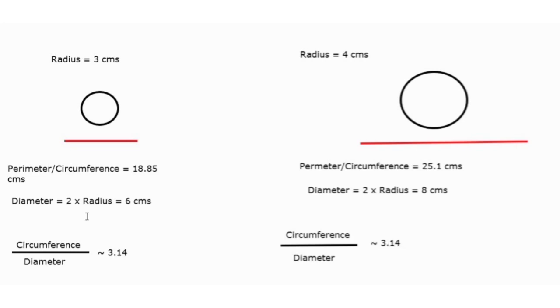So if we see, the circumference to diameter ratio is constant, which is 3.14. So this constant is nothing but called as pi.